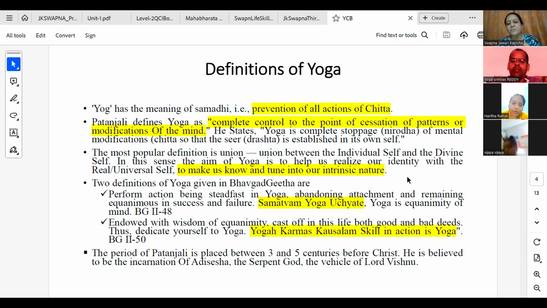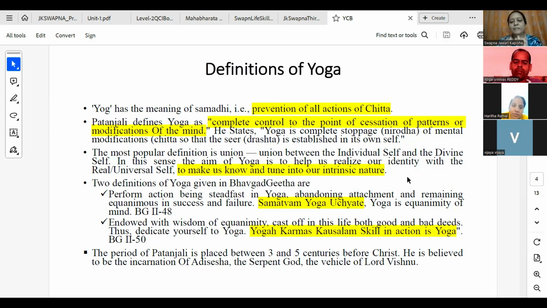And the second definition says Yogah Karmasu Kaushalam. Karmasu means action. Karma means action. Every person goes through different kinds of actions. There could be good actions, there could be bad actions. Some actions result in giving you papa, some actions result in giving you punya. So papa and punya, these karmas are different. We will deal with it later.